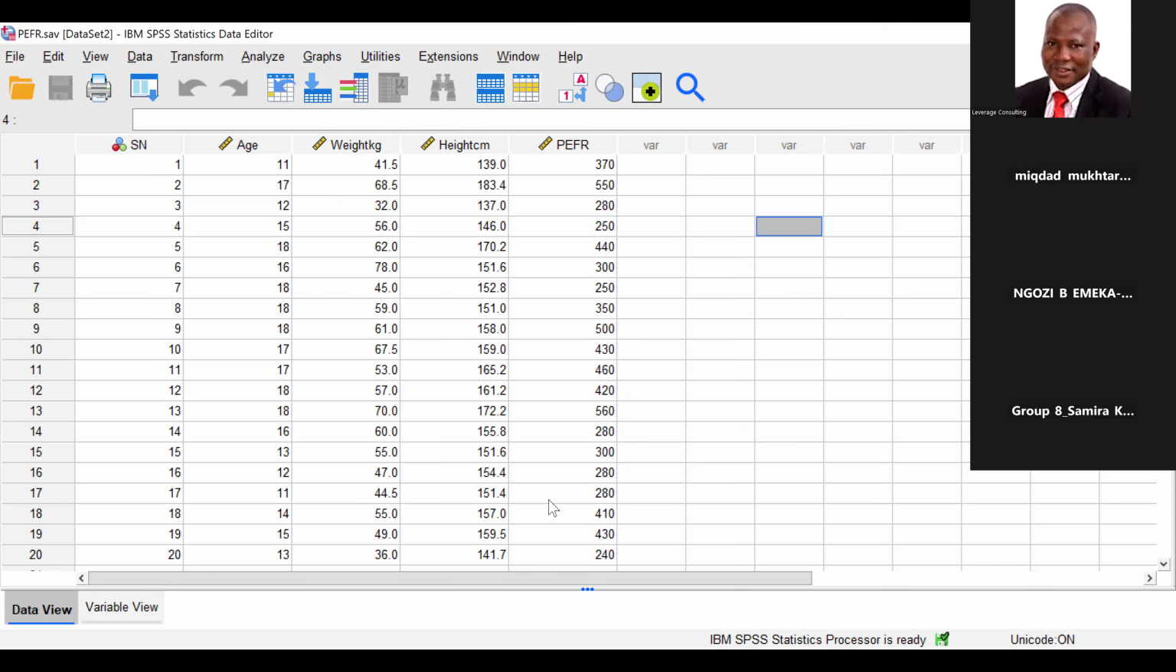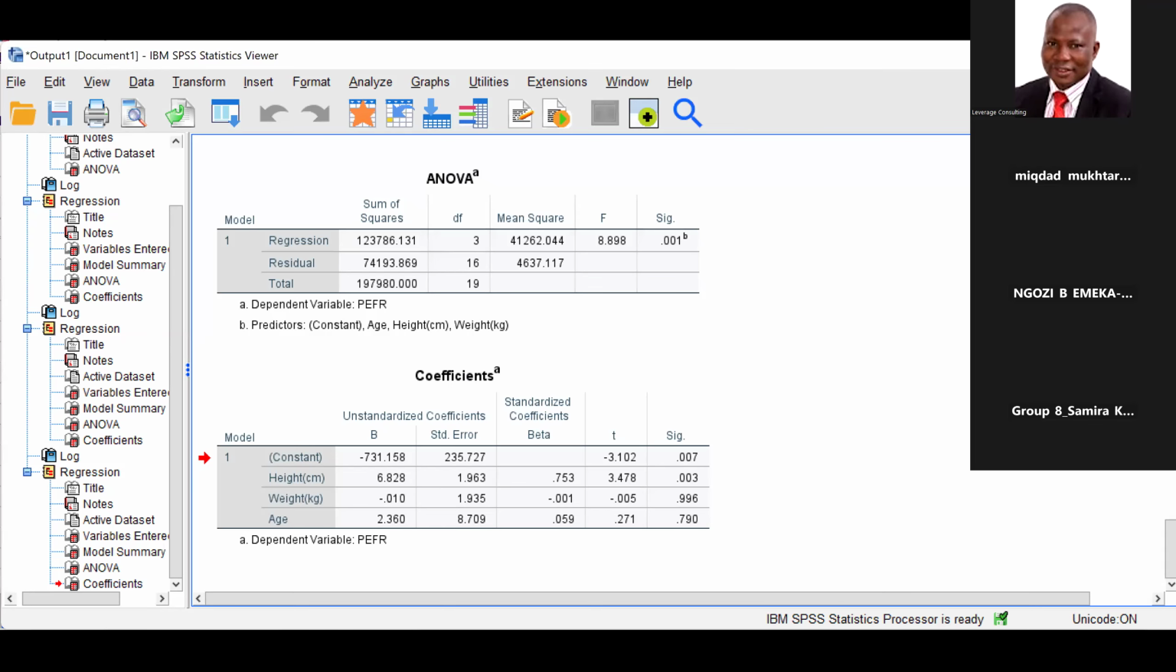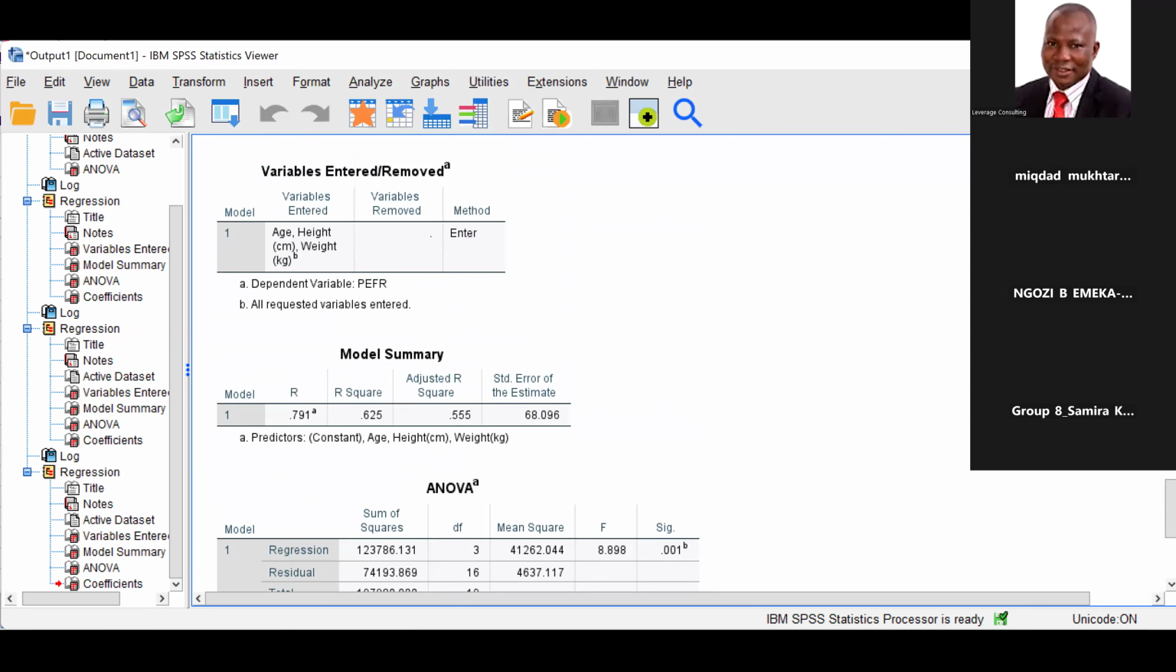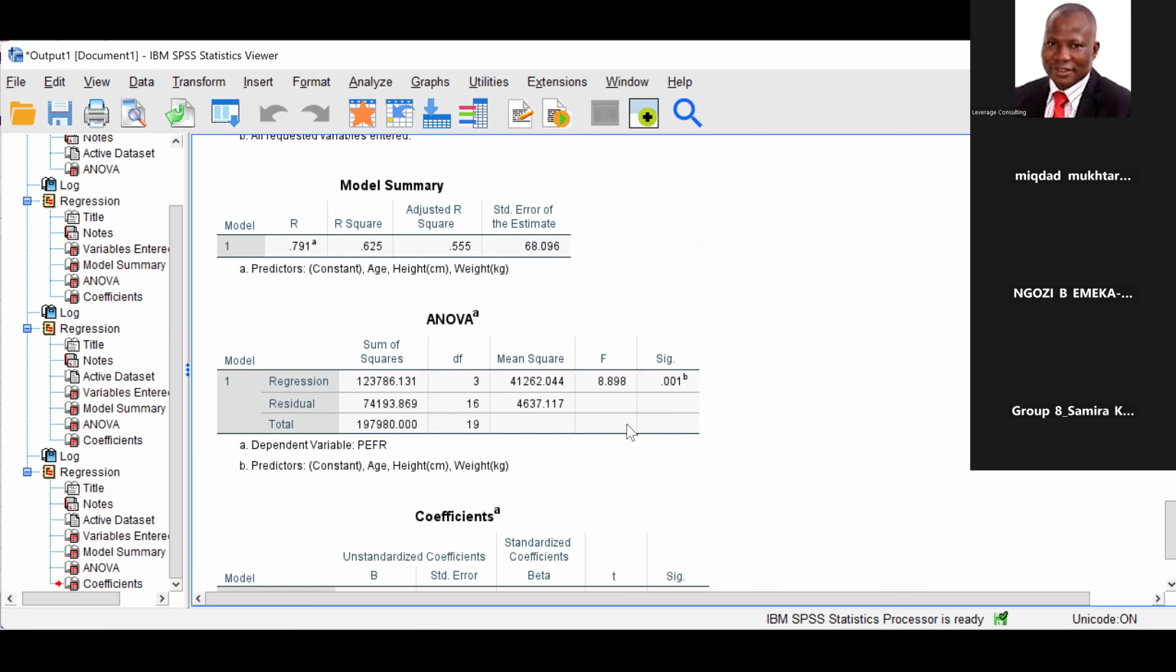Yes. Let me share the outcome. So you can see, if you look at the first, what are the variables involved? We put in age, height, weight. The dependent variable is peak expiratory flow rate. And you can see the model R square is 62.5%.